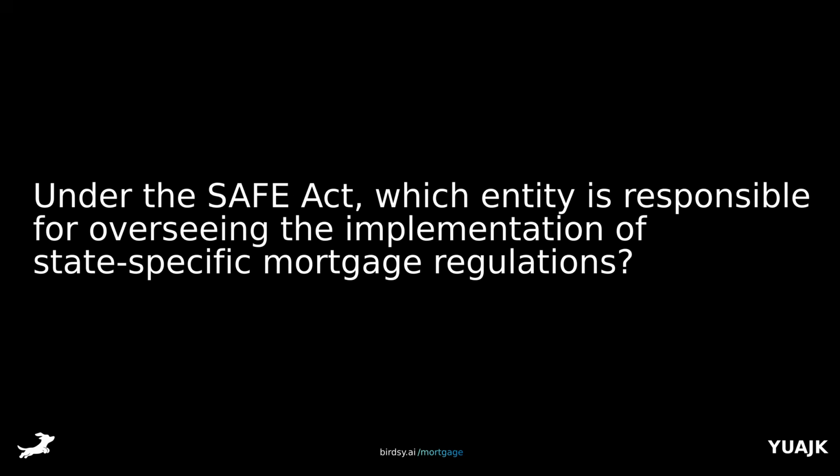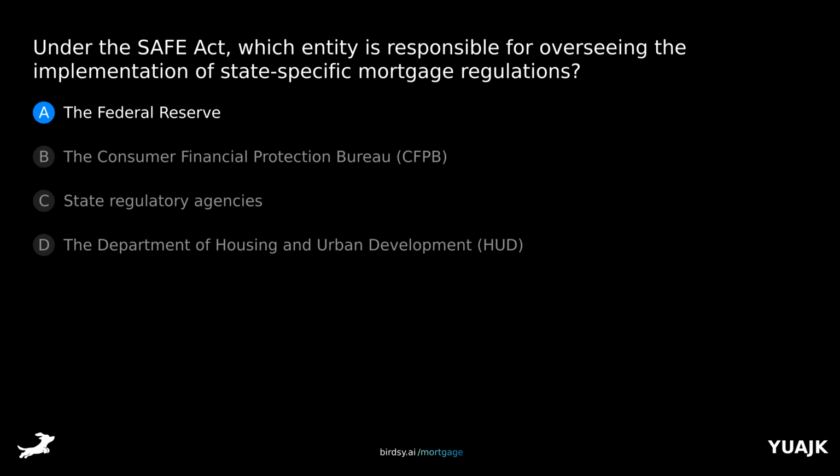Under the SAFE Act, which entity is responsible for overseeing the implementation of state-specific mortgage regulations? Is it A, the Federal Reserve, B, the Consumer Financial Protection Bureau, C, state regulatory agencies, or D, the Department of Housing and Urban Development? The answer is C, state regulatory agencies.